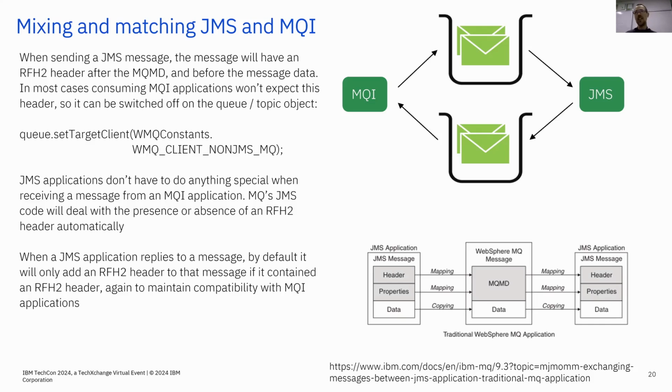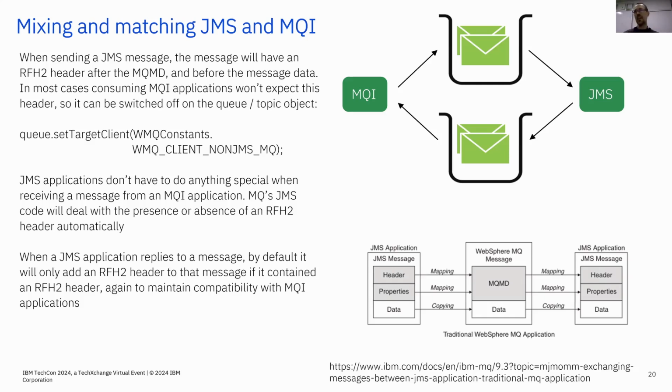And so it's useful to be aware that you can switch off the RFH2 header if you're sending messages from JMS to MQI applications. You can do that by setting the target client attribute on the queue, which you can do via JNDI, or programmatically as shown here. It's also possible to do this in a configuration manner via the propctl attribute on the queue. So this is just something to bear in mind. You don't need to care about it if you're going from JMS to JMS applications, but you typically do care if you're sending from JMS into MQI.